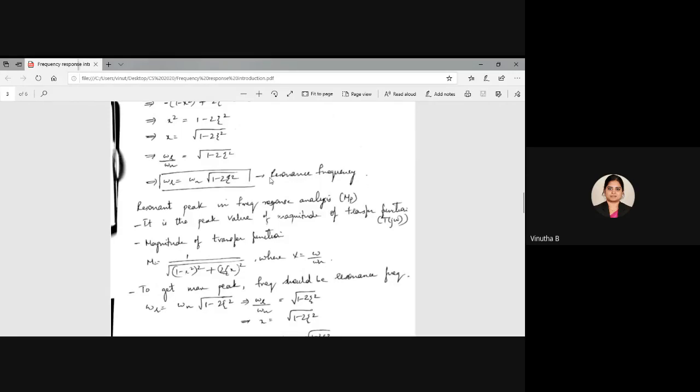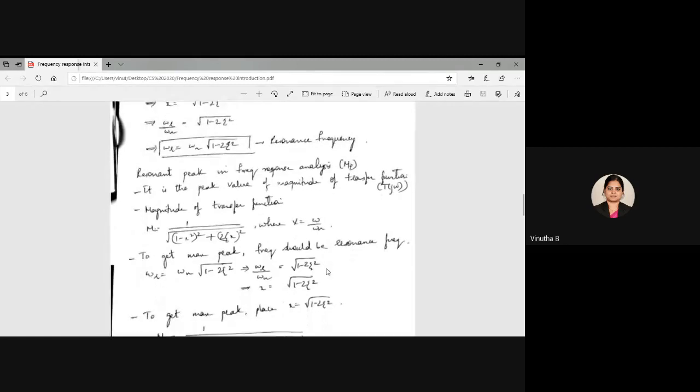So this is on what is resonance frequency. Now, next that we will be deriving is resonant peak in frequency response analysis. So resonant peak in frequency response analysis, which is denoted by M suffix P. So what is the definition for that? It is the peak value of magnitude of transfer function T of j omega. So magnitude of transfer function is given by what? M is equal to 1 divided by square root of 1 minus x square the whole square plus 2 zeta x the whole square, where x is equal to omega by omega n.